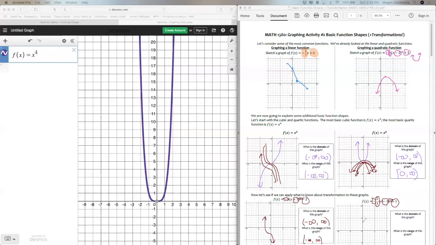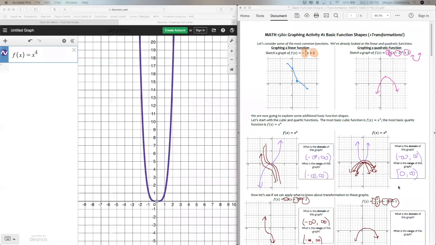So putting all of those things together, I shifted right 1 and up 1. So that's kind of my new starting point. I reflected, so my graph is going to open down. And I also know that my graph is wider than it was before. So there is my sketch. Now again, I'm using that word sketch. Now let's go ahead and compare that to what Desmos shows.